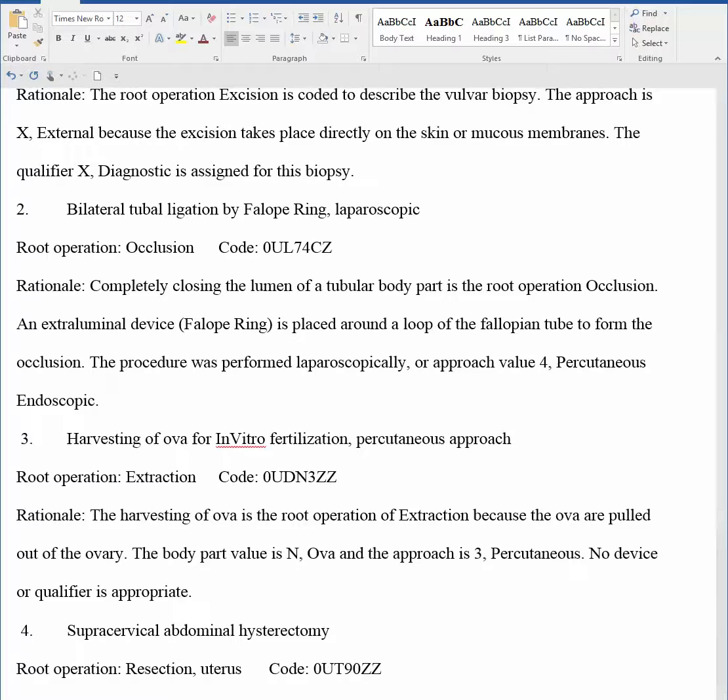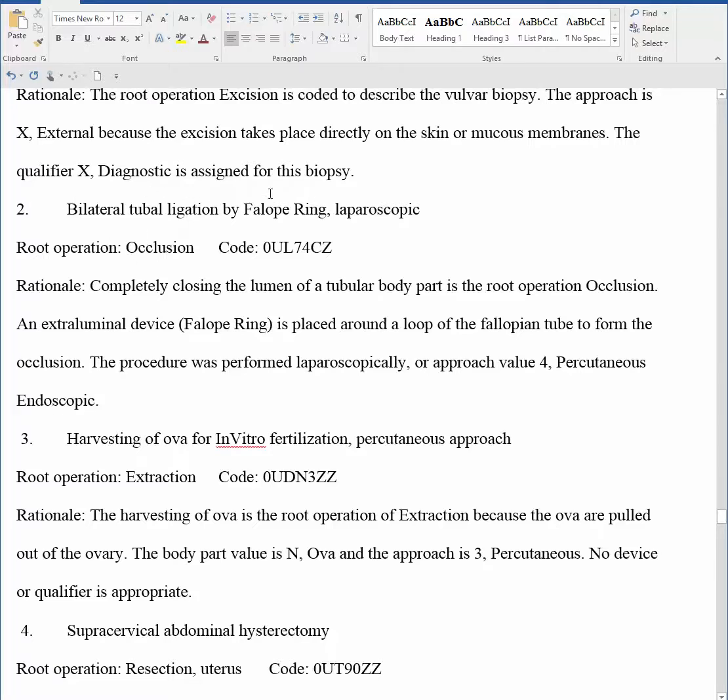Number 2, bilateral tubal ligation by fallopian ring, laparoscopic. This laparoscopic identifies how this procedure was done. Again, as talked about in the male anatomy, when we talk about a vasectomy or sterilization, the intention is occlusion. Same for the female. We're occluding with this ligation. We're cutting off the flow of a fertilized ovum. So the root operation is occlusion.